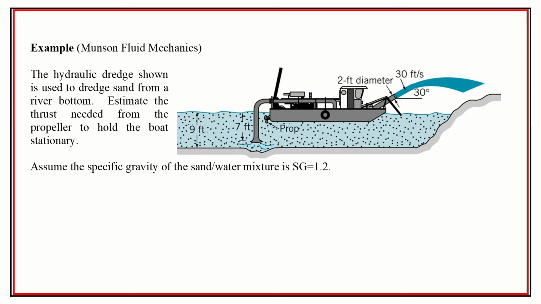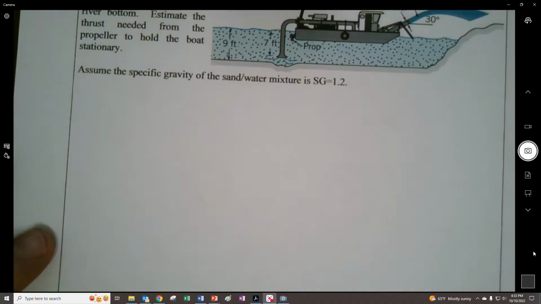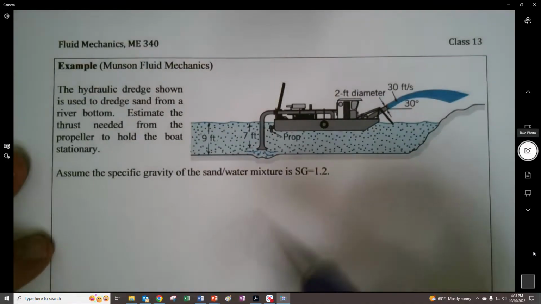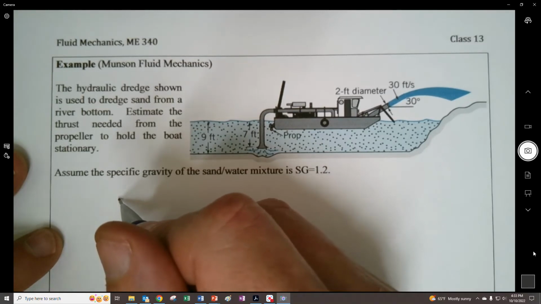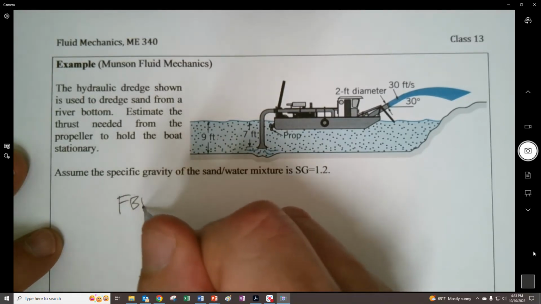So we want to estimate the thrust needed in this propeller right here to hold this boat stationary. And we're going to assume that the specific gravity of the sand water mixture is 1.2. So there you go. All right, so I guess I'm going to start with my FBD.